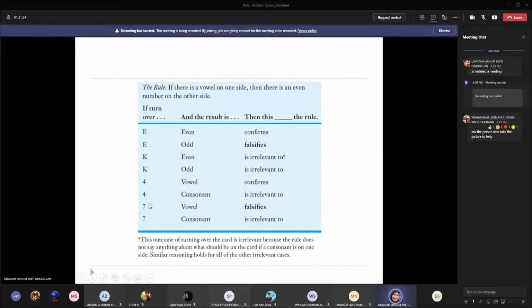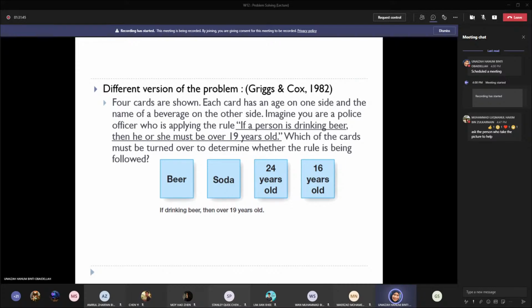It may sound a little bit confusing in this type of problem, but let's see how well you can do when it's presented differently. You have 4 cards, and each card has an age on one side and the name of a beverage on the other side. Imagine you're a police officer and you want to apply this rule: if a person is drinking beer, then he or she must be over 19 years old. Which of these cards must be turned over to determine whether or not this rule is being followed? You tell me which ones.